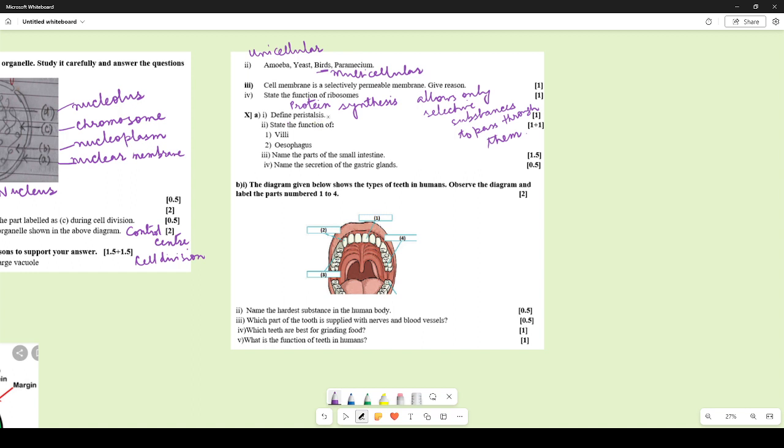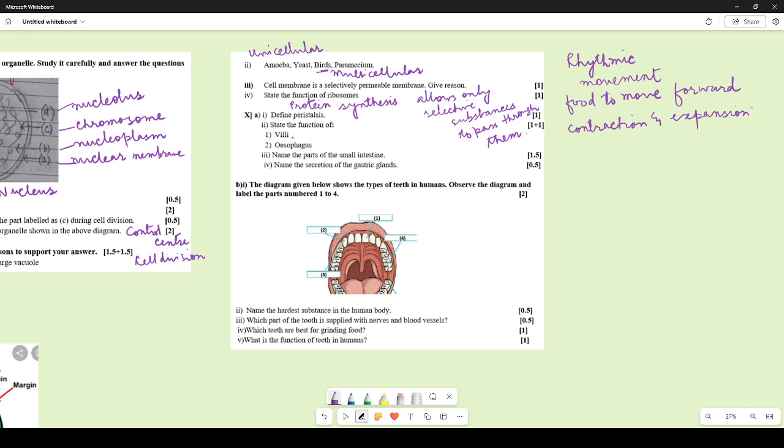Define peristalsis. Now, peristalsis is the rhythmic movement in stomach or in esophagus that allows the food to move forward, or you can write it is a rhythmic movement which has contraction and expansion of muscles, right? So either of these if you have written, that makes sense, so I have given you marks.